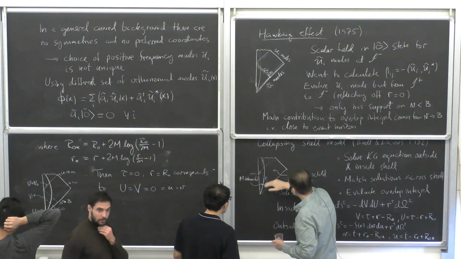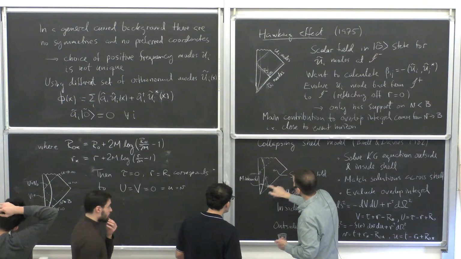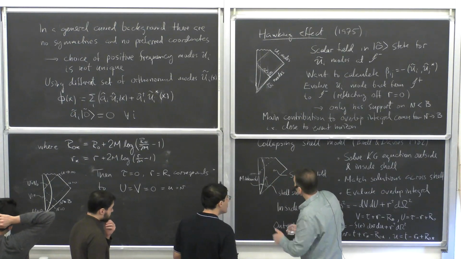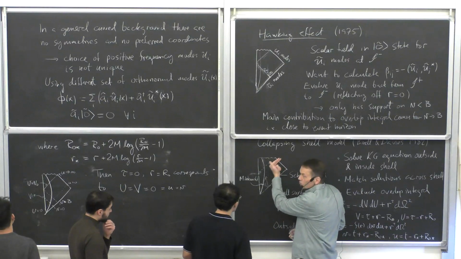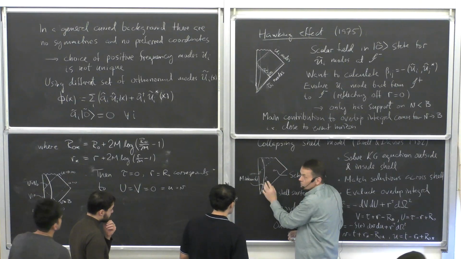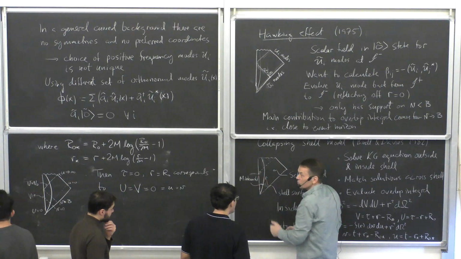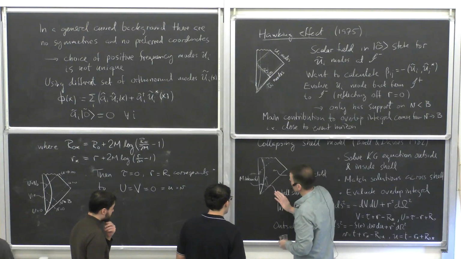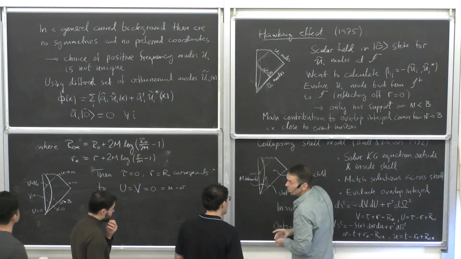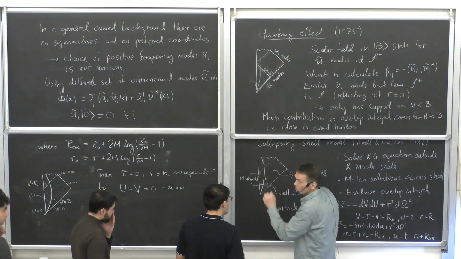And it's trying to compare. Ask what is the function that gives rise to our coordinates. Figure that out, and then I'm going to calculate this overlap. Find the Bogoliubov coefficient.